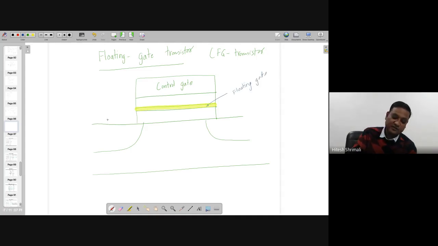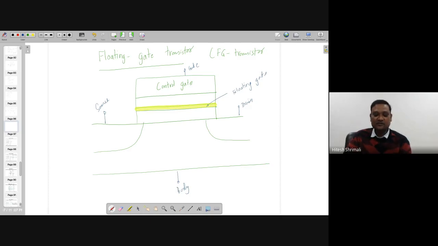Of course, other things will be as it is. This is a drain. Let's call it source. This is a drain. This is a gate. And this is a body, right? So this is similar to that, just extra floating gate is available here, which is not connected to any other place. Note that the width of the control gate is much thicker than the width of the floating gate, right?